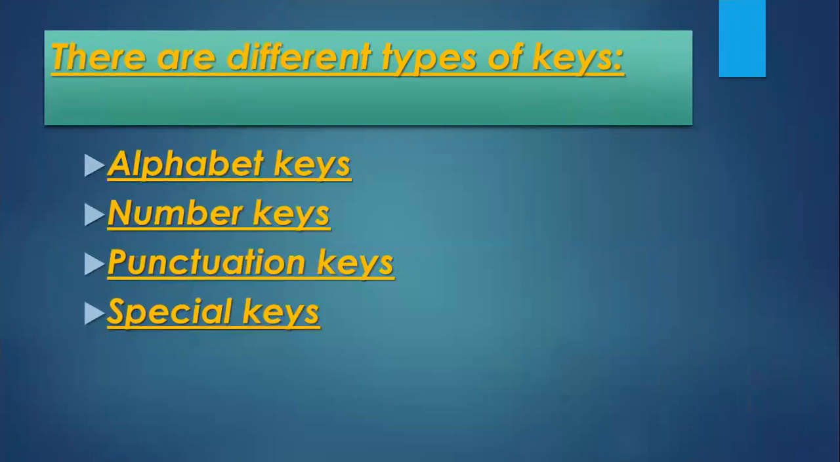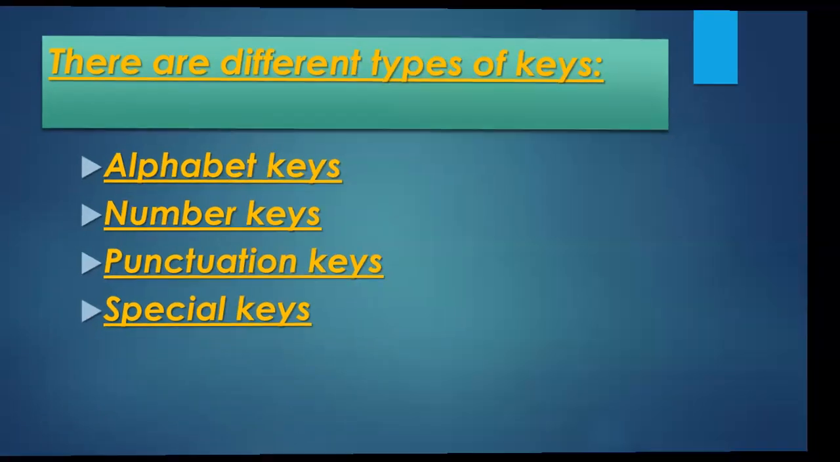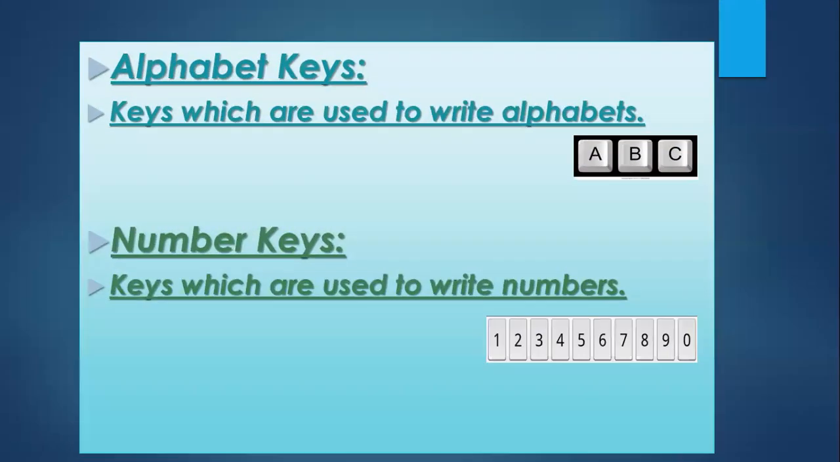Okay, now I'm going to tell you about some types of keys. There are different types of keys in keyboard. Alphabet keys, number keys, punctuation keys, and special keys. These all are the types of keys. Number one is alphabet key. As shown in the name, these are the keys which are used to write alphabets. If you want to write any alphabet, you will simply use alphabet key.